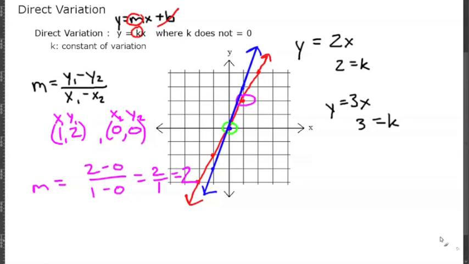But again, if we use the point 0, 0, and this time instead of 1, 2, we use the point 1, 3, we're going to get that our slope is just m equals 3 over 1 because we're subtracting 2 zeros from the 3 and the 1. So that's just going to be equal to 3. And that's how we get our constant of variation.